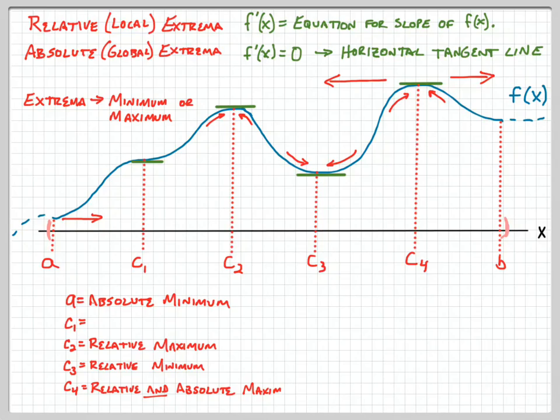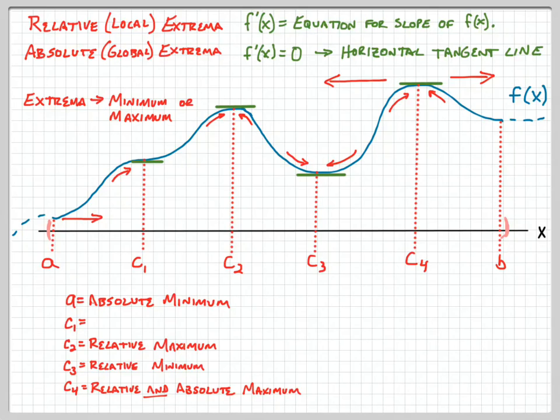maximum. So a point, or a value, can actually be either a relative or an absolute or both, right? It can be, depending on what you're looking at across your interval. All right, so now let's go back to C1. Well, what's happening at C1?